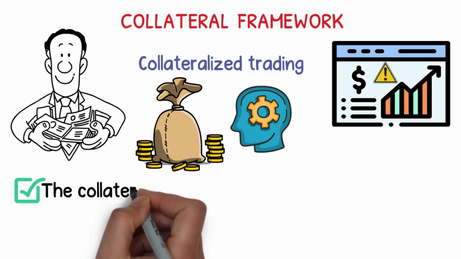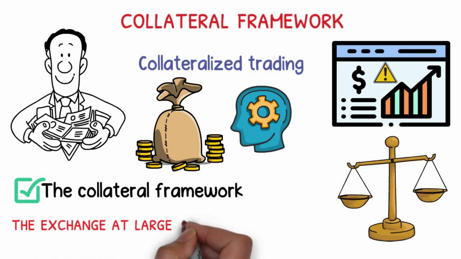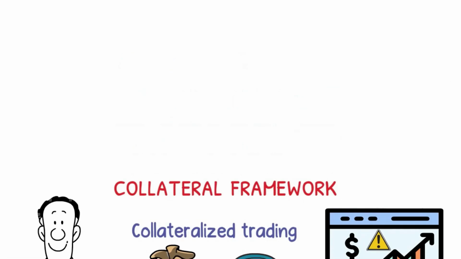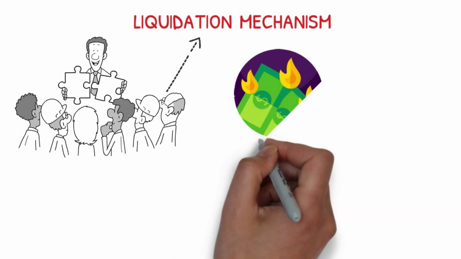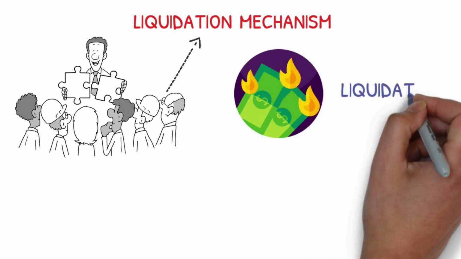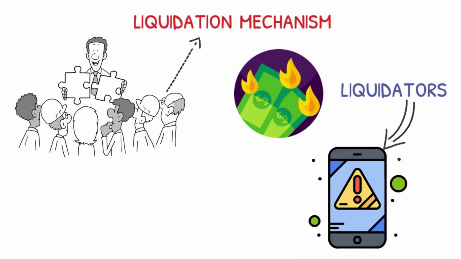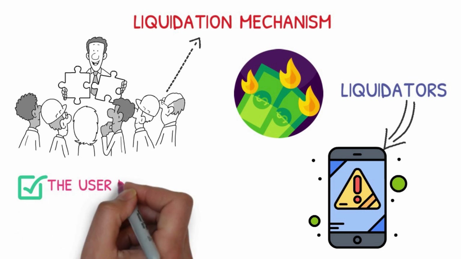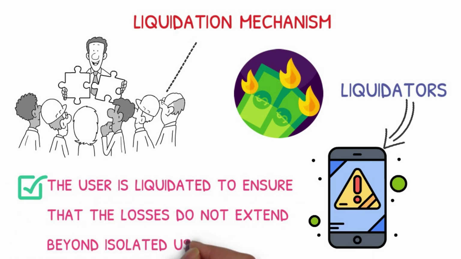The collateral framework is what ensures that this balance is maintained so that the exchange at large can continue functioning. Liquidation mechanism. The last piece of the puzzle is a liquidation mechanism, which is utilized to keep the platform from losing money. The liquidation mechanism allows liquidators to step in when a user's trading account is too risky to continue trading. When this occurs, the user is liquidated to ensure that the losses do not extend beyond isolated users.